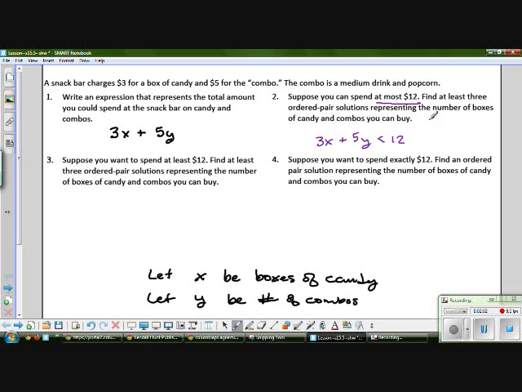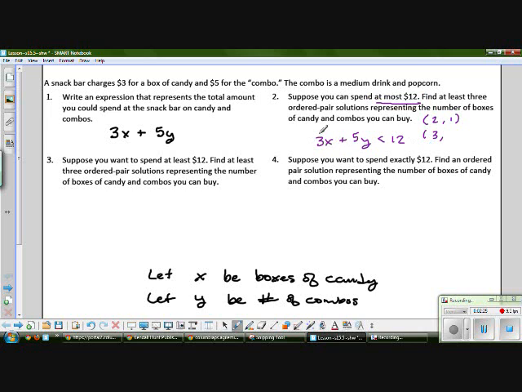Let me show you what I mean. So let me just do a suppose. Suppose I buy 2 boxes of candy. Well, that's going to be $6. If I'm already spending 6, I can't buy any more than one combo, because that's $5. Therefore, that's going to be 11 total, which is under 12. So we're good.